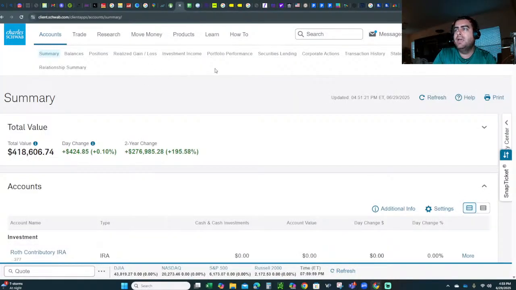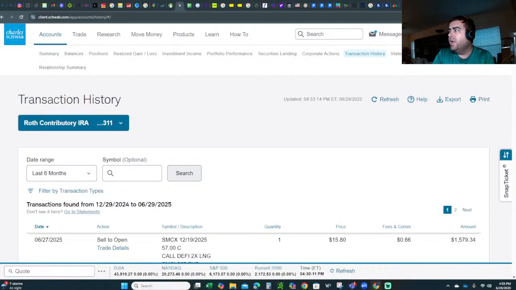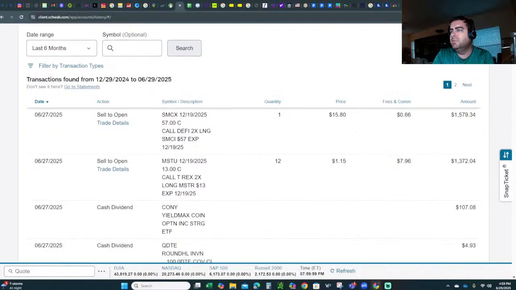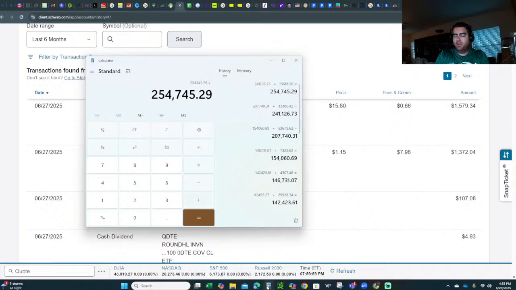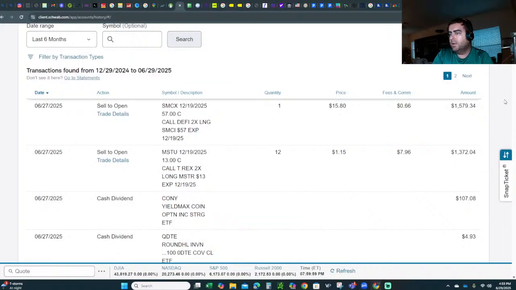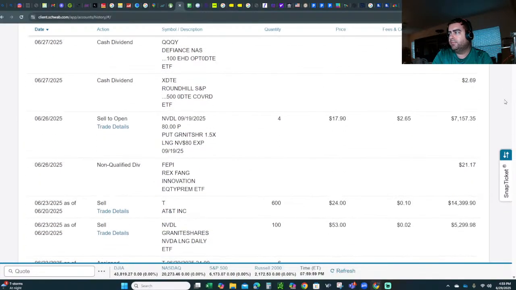As far as positions I have open, let me go to transaction history here, and I will show you all. This is the Roth. So I just sold to open some SMCX in the Roth and MSTU. This was Friday. So I collected another 1372.04 in premium here, plus another 1579.34 in premium here. You just collect premium. So instead of just sitting back collecting dividends, you're doing it yourself.